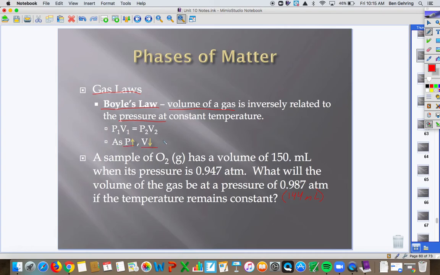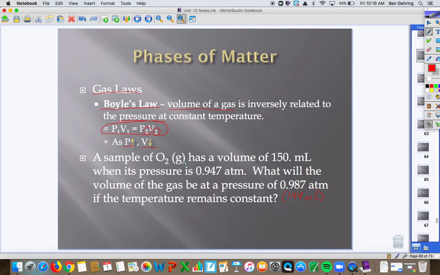If pressure goes down, volume goes up. And so these are connected by multiplication. So if you take your first pressure, P1, times your first volume, V1, and you change one of those, you're going to get a second pressure, which is going to create a second volume.